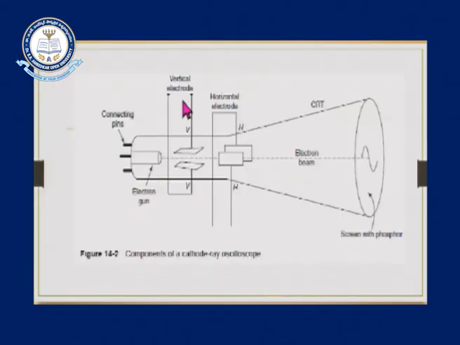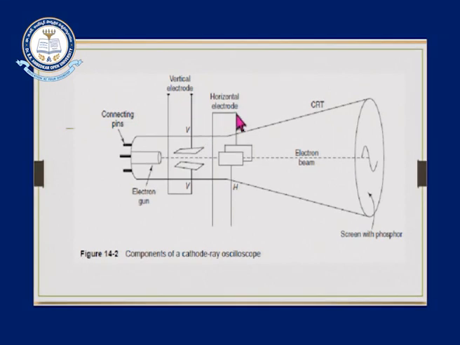So you see, this is the vertical electrode and the horizontal electrode. Here is also the CRT, and this is the electron beam. Here are the horizontal plates, and here are the vertical plates. These are the connection pins; the CRO is connected outside through these pins.